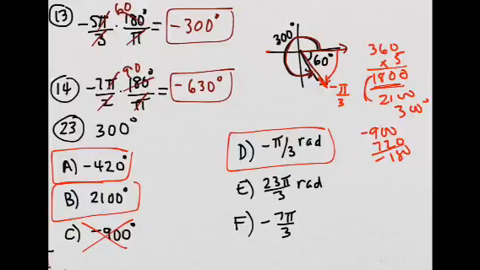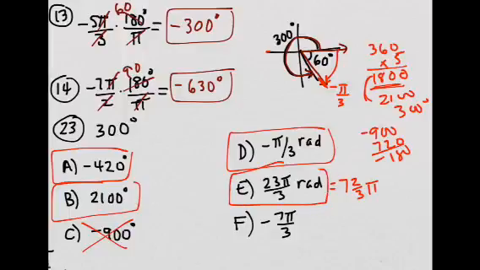23 pi over 3, the first thing I'm going to do is change it to a mixed number. So that's going to be 7 and 2/3 pi. So that means that I'm here at 0, and I'm going to go 1 pi, 2 pi, 3 pi, 4 pi, 5 pi, 6 pi, 7 pi, and 2/3 more, which is going to land in the same spot as 300. So that's another coterminal angle right here.